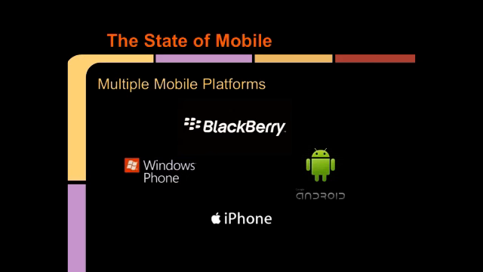So first of all, the state of mobile, where are we at? So to really understand the context of why PhoneGap exists, you have to understand maybe the problem that it's a solution for. So you have multiple platforms, BlackBerry, the Windows Phone, Android, and iPhone, just to name a few. There's actually a pretty big list of even platforms that are not covered here.